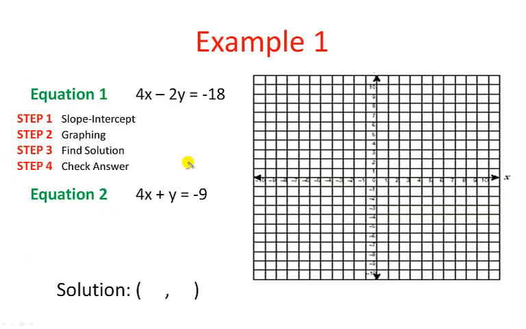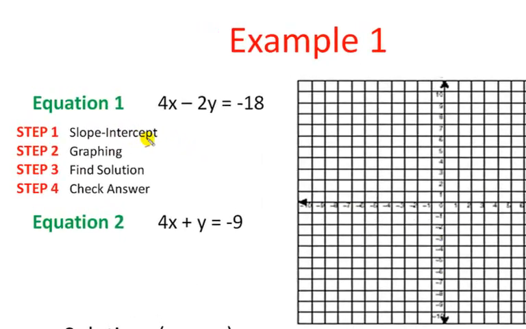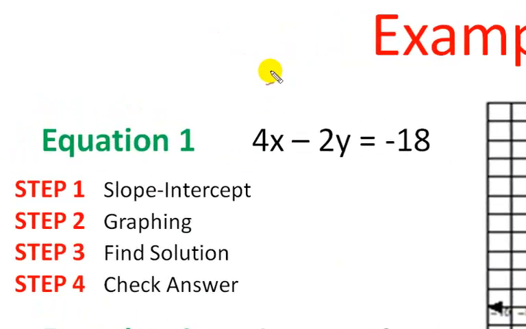Alright, so let's solve one of these using our steps. Our first step is to put in slope-intercept form, which is our y equals mx plus b. If we take this first equation, we see it's not in the form y equals mx plus b. So we need to isolate y by itself. I'm going to start by subtracting 4x from both sides, and that is to cancel out this positive 4x.